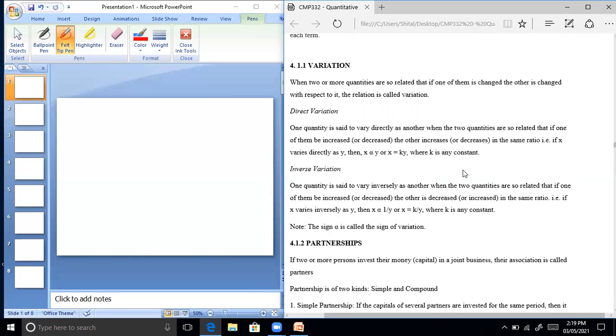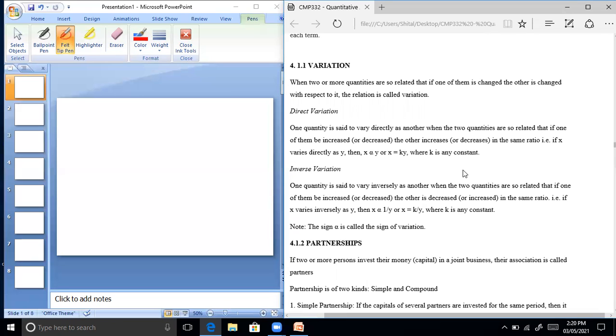When two or more quantities are so related that if one of them is changed, the other is changed with respect to it, the relation is called variation. There are two types of variation, direct and inverse variation. One quantity is said to vary directly as another when the two quantities are so related that if one of them is increased or decreased, the other increases or decreases in the same ratio. If x varies directly as y, then x is directly proportional to y, where k is any constant.